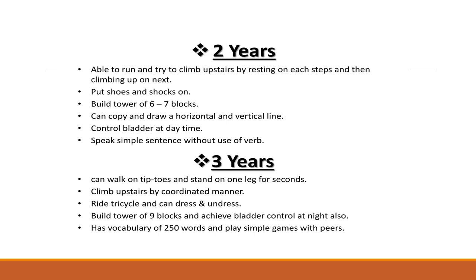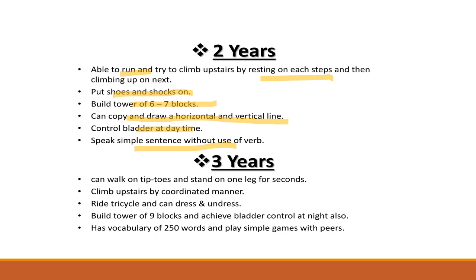Next is 2 years. Able to run and climb upstairs by resting on each step, put shoes and socks on, build a tower of 6 to 7 blocks, can copy a horizontal and vertical line, control the bladder in the daytime, and speak simple sentences without use of verbs.